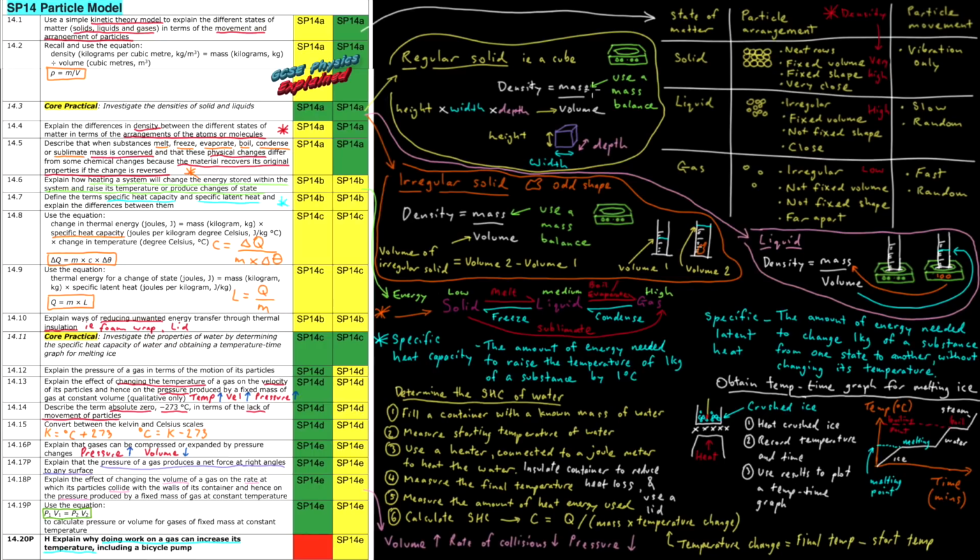Tell the examiner that to get the mass, you'll use a mass top pan balance. And to get the volume, because it's a regular shape, you just do the height times the width times the depth. So just use a ruler.